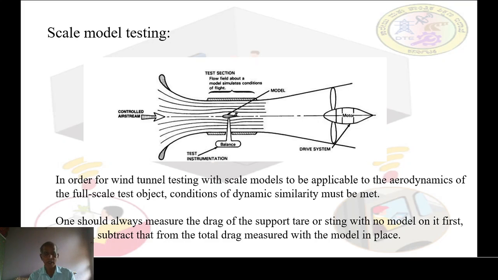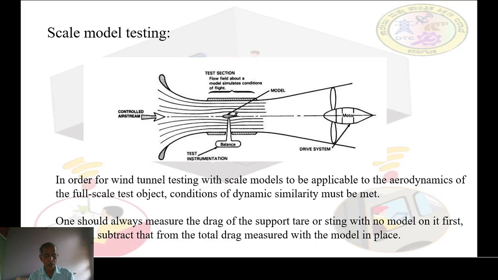Suppose a Maruti car is there, 10 meter long. We have to prepare a small model of it. The shape will be the same, only the size will be different. That model will be tested in the wind test tunnel. The scale prepared model will be kept at the test region as shown in the figure.